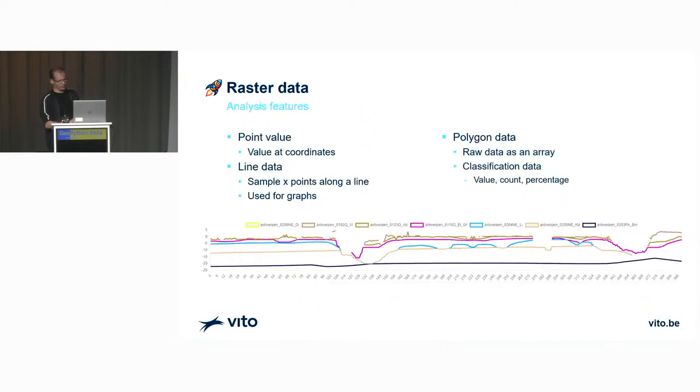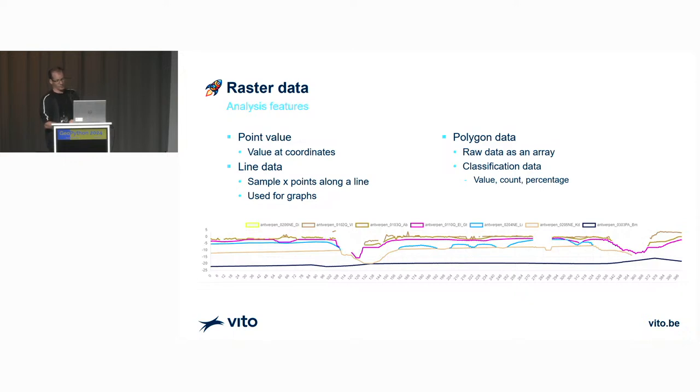And then we can also fetch the raw data, so the point value, which is nothing special because GeoServer can do that as well, but also line data, where you can sample points along a line. This also uses these overviews to determine how long a line is and which points I should sample, and you can get these nice graphs which, in this case, also compare layers with each other.